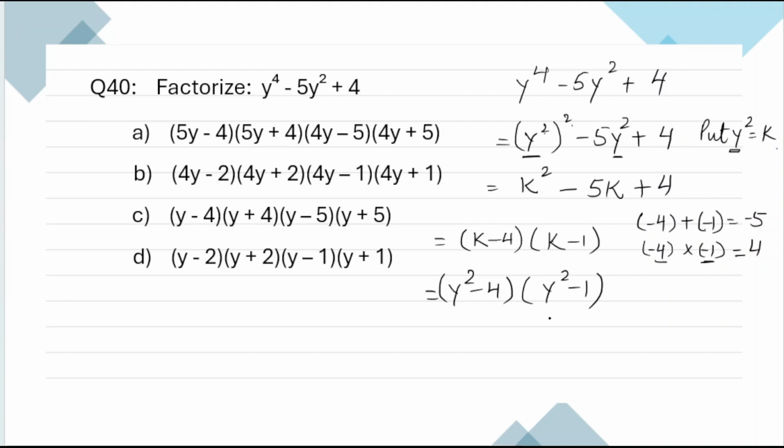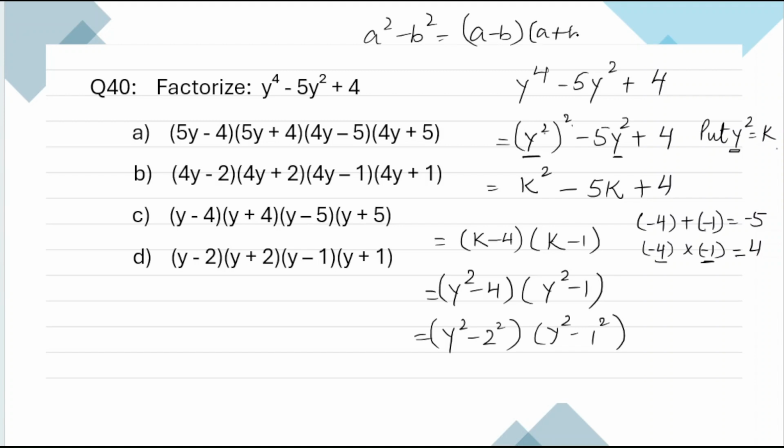Is my answer complete? No, because again I can see my two brackets as a square minus b square. How? I can put 4 as 2 square and I can put 1 as 1 square. So it becomes a square minus b square. And what is the expansion of this? It's a minus b, a plus b. So my answer is y square minus 2 square is y minus 2, y plus 2. And for y square minus 1 square, I have y minus 1, y plus 1.